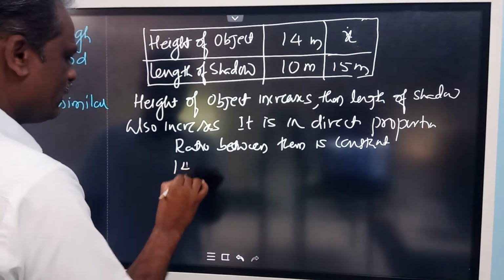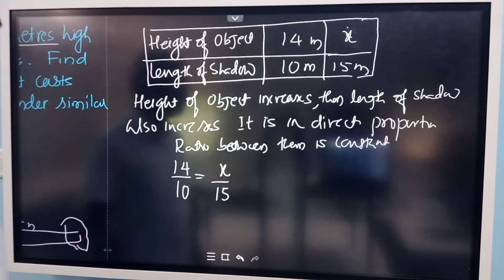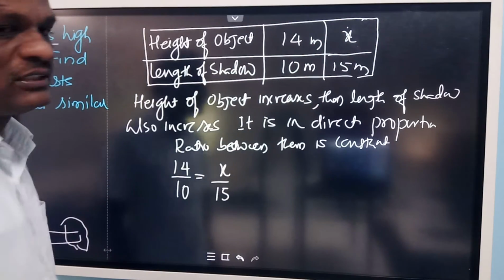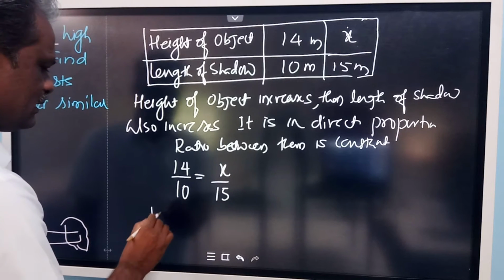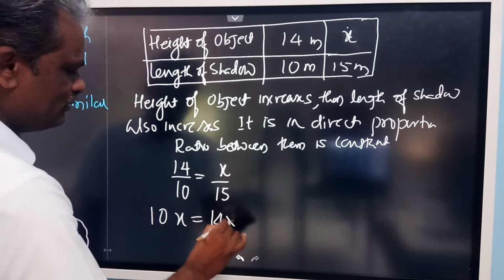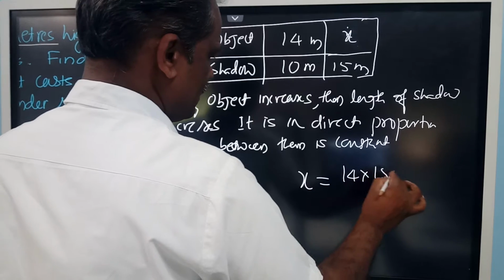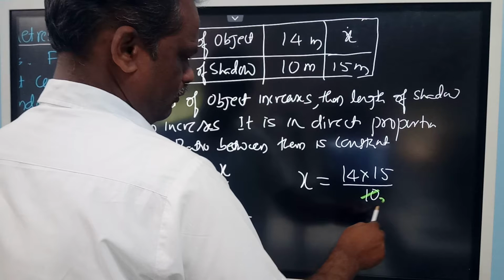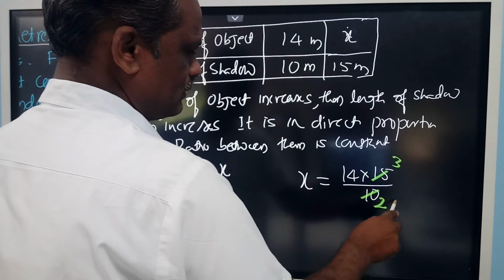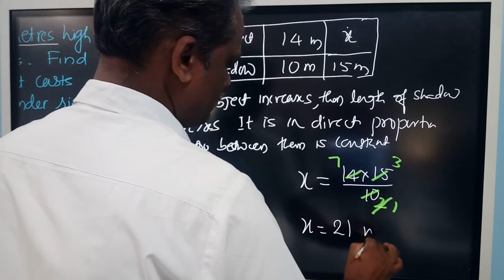So that means 14 by 10 should be equal to x divided by 15. Both ratios must be equal. Now if you simplify this, cross multiply: 10x is equal to 14 into 15. So x is equal to 14 into 15 divided by 10. We can simplify here: 5 twos are 10, 5 threes are 15, then 2 ones are 2, 7 twos are 14. x is equal to 7 threes are 21 meters.